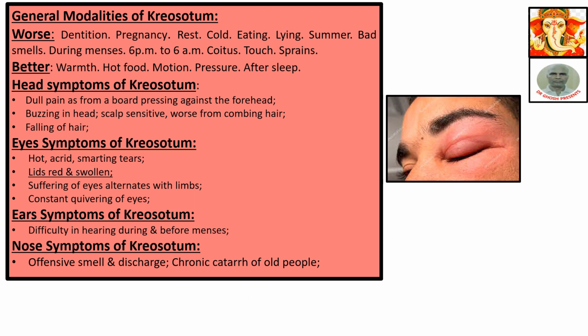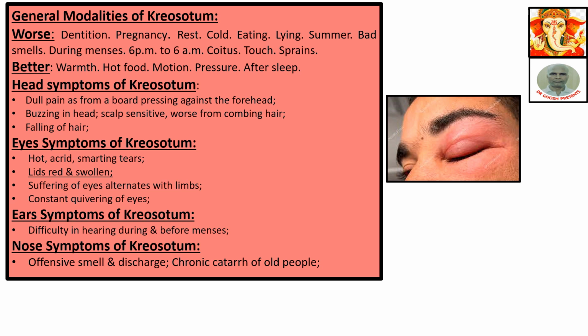General modalities of Kreosotum: warts, dentition, pregnancy, rest, cold, eating, lying, summer, bad smells during menses, 6 p.m. to 6 a.m., coitus, touch, sprains. Bitter, warmth, hot food, motion, pressure after sleep.